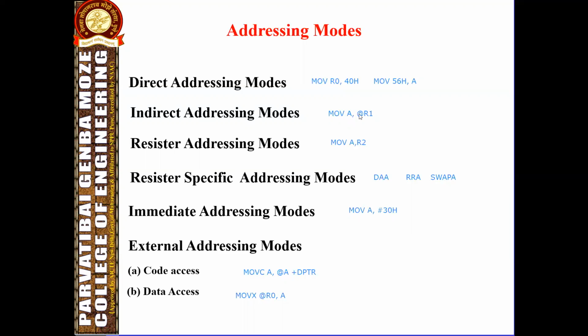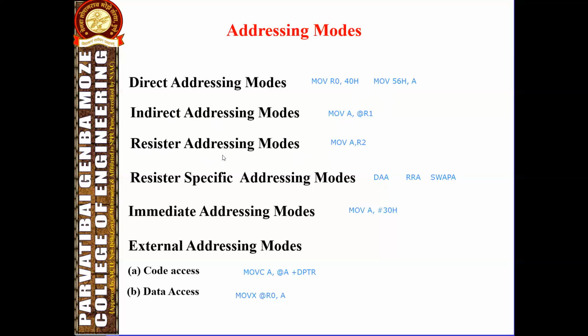Let's see the example. What is that? MOV A, @R1. Here, copy the content of the memory location whose address is specified in the register R1. Here remember, @ means the memory location address is present in the R1 register, and that particular data will be moved to the register accumulator A. This is one example of indirect addressing mode.